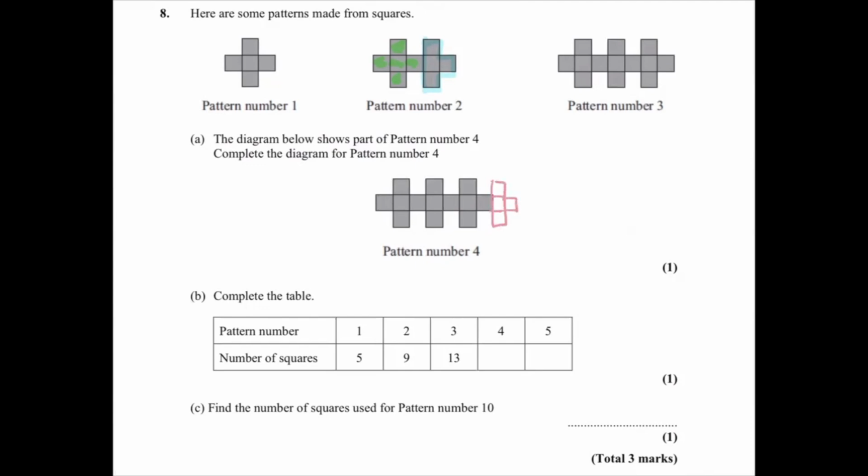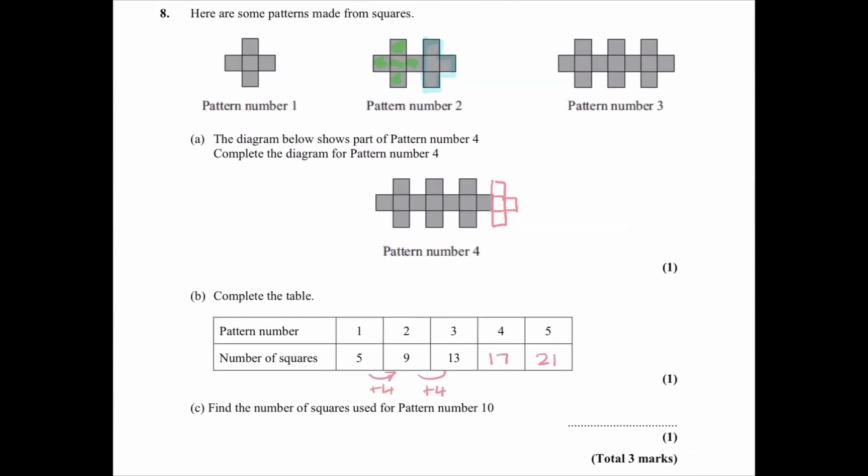I've got to complete the table. I can go back and count the tiles or the squares, or I can just look at what's happening here. I can see it's going up 4 every time. So I can just add 4 each time to get there.